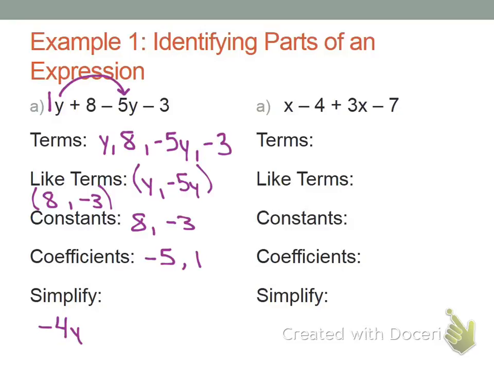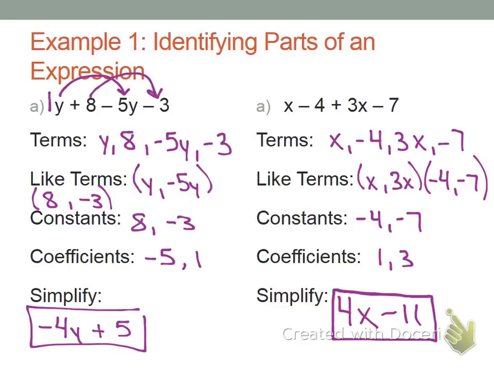And now I'm going to simplify my numbers. What's 8 minus 3? Positive or negative? Negative. Positive 5. Why is it positive? Because 8 is bigger. Plus 5. And that's my answer. All right, I want you to do the second expression, x minus 4 plus 3x minus 7, the same way. Identify terms, like terms, constants, coefficients, and then simplify.